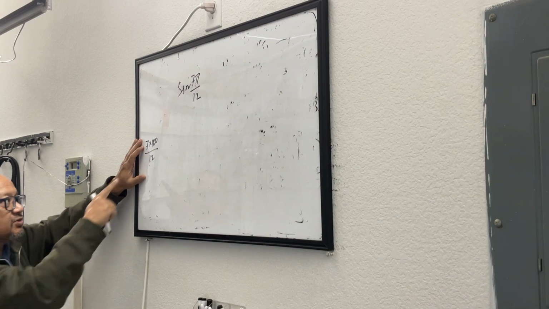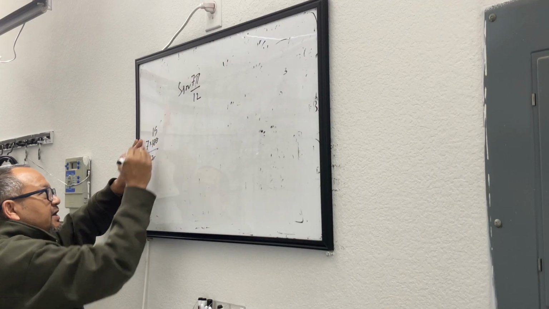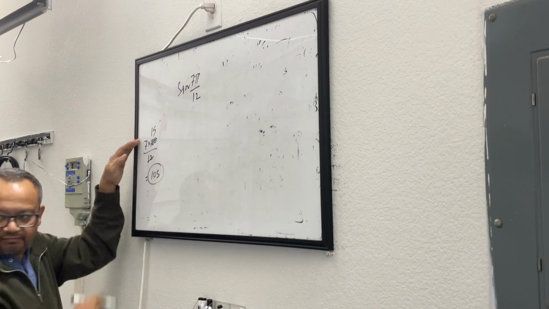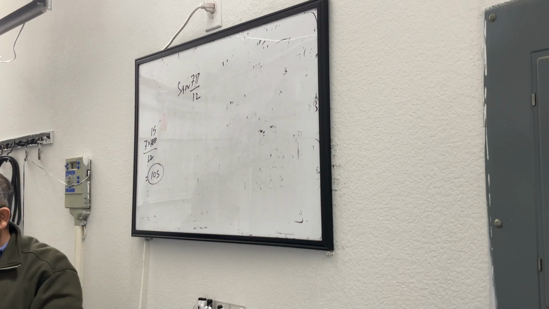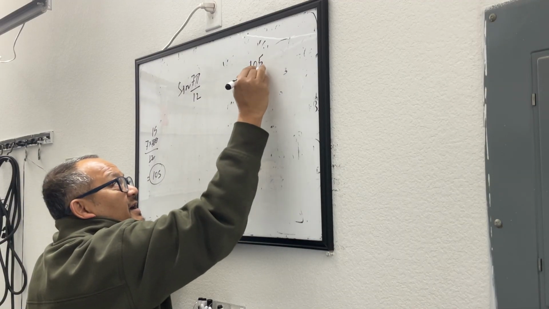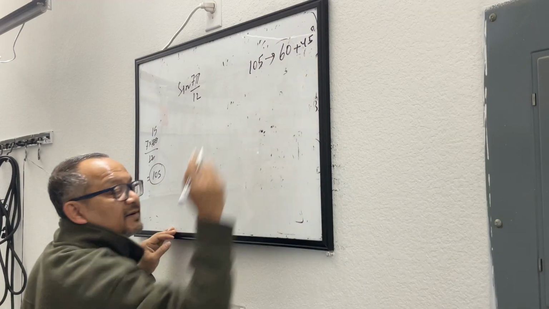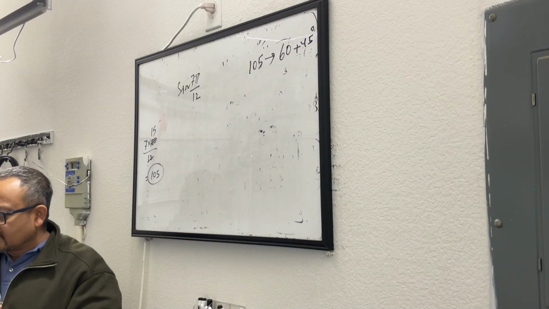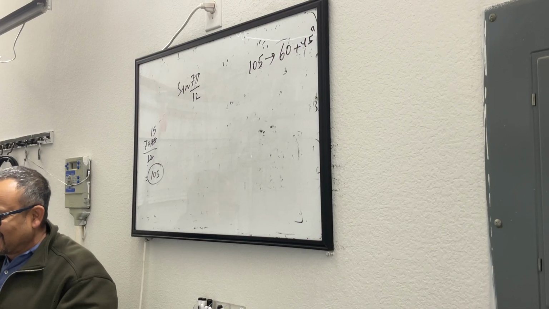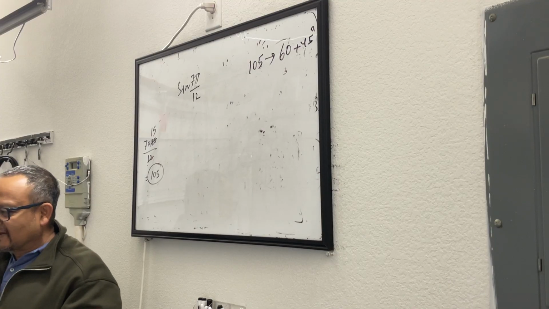Okay, so 7 pi over 12. 12 times 15 is 180, so 15 times 7 is 105. That's in degrees. So 105 is a good combination of 60 and 45, correct? 105 is 60 plus 45, and that is part of the table that we are very well conversant with.